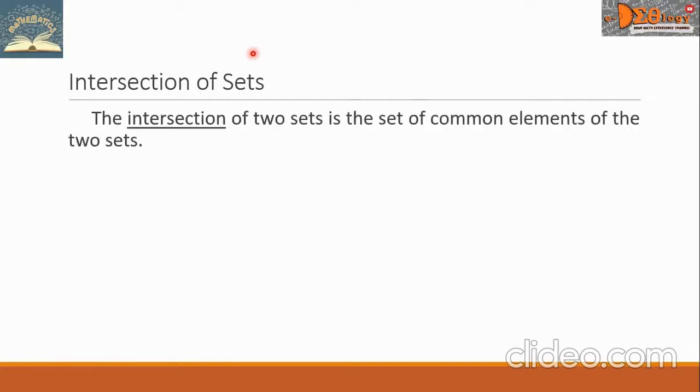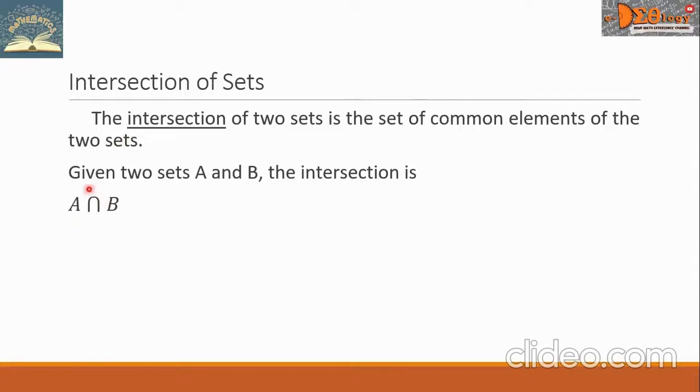Let us now discuss intersection of sets. The intersection of two sets is the set of common elements of the two sets. Given two sets A and B, the intersection is given by the symbol ∩. This inverted U is the symbol for intersection. So we read this as A intersect B. The elements are the variable x, such that x is an element of A and x is an element of B.